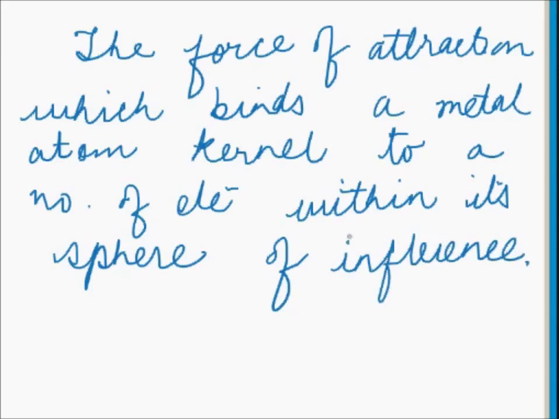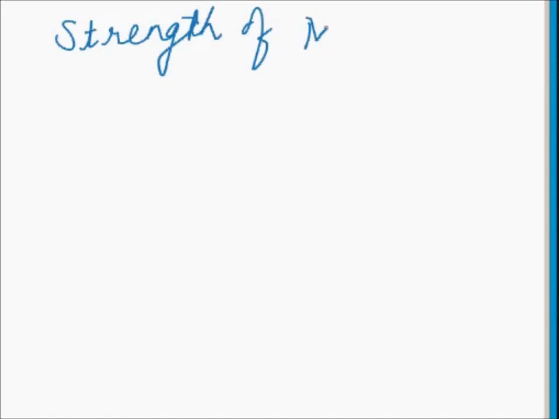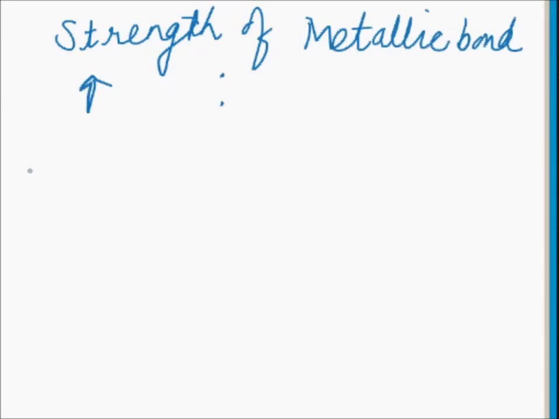The metallic bond is weaker than the normal electron pair bonds, and as such we cannot call a metallic bond a chemical bond. And the strength of metallic bond increases with increase in number of bonding electrons.